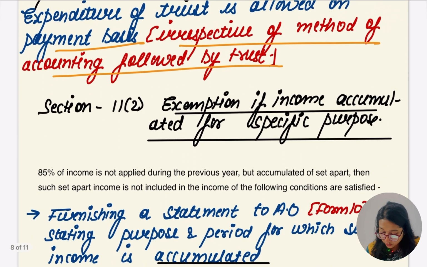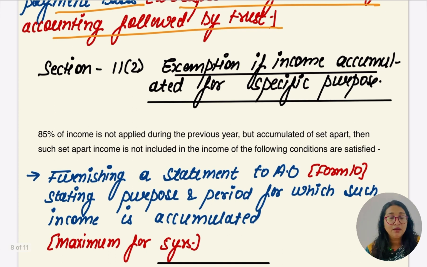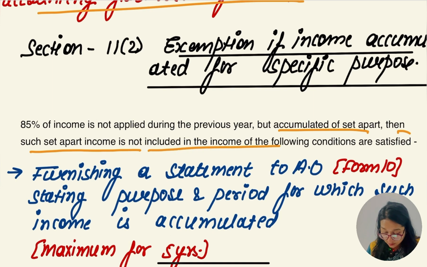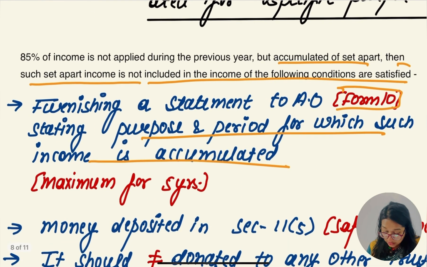Okay, so let's go for section 11 subsection 2, which is exemption if income is accumulated for a specific purpose. I already told you 15% standard deduction is allowed, right? The rest 85% is the amount of the trust from which we can also get the deduction of applied income. Let's go for the other things mentioned in section 11(2). If 85% of income is not applied during the previous year but accumulated or set apart, then such set apart income is not included in the income if the following conditions are satisfied. Furnishing a statement to the AO in Form 10 stating the purpose and period for which such income is accumulated.